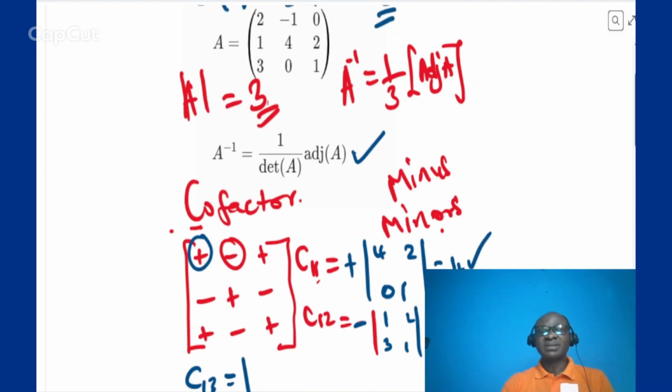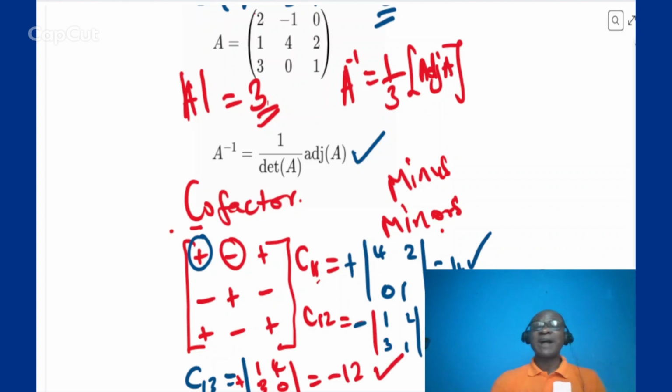Now go ahead. Talk to me. 1, 4, 3, and 0. But first and foremost, should I take plus or minus? Plus. Plus is correct. Then you now say 1, 4, 3, 0. You are correct. So if I work on it, what will be the answer? 0. 0 is wrong. Minus 12. Minus 12 is correct. So we have finished the first line. Is it not true? Yes, sir.